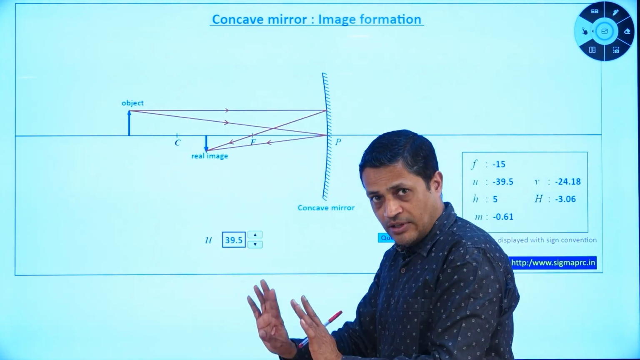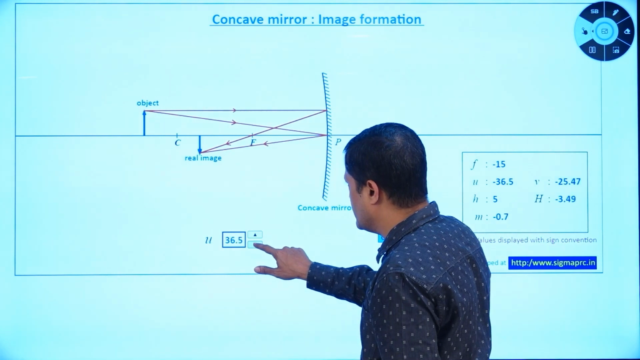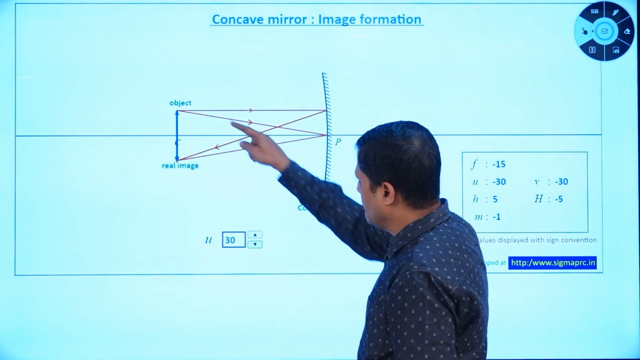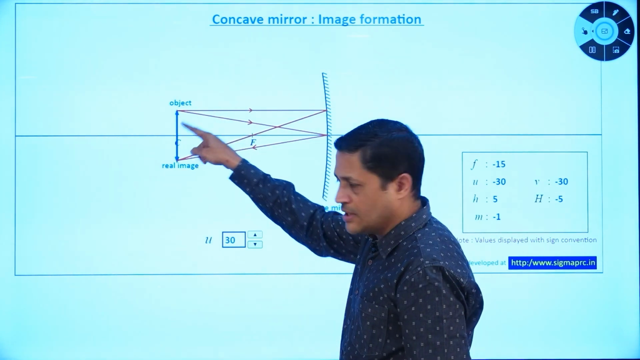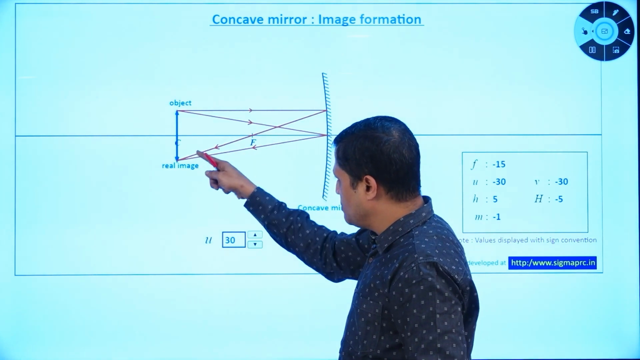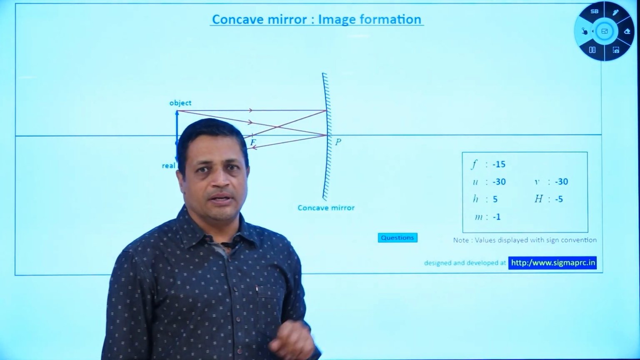But it remains inverted. It remains a real image, it remains inverted, but it is becoming larger and larger and larger. Now comes a very important point here. When the object is at center of curvature, the image is also at center of curvature. And at this point, the size of the object is same as the size of the image.